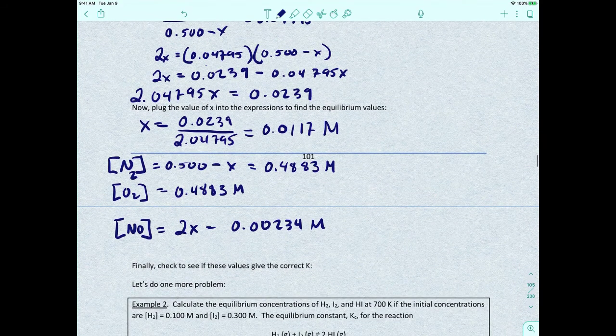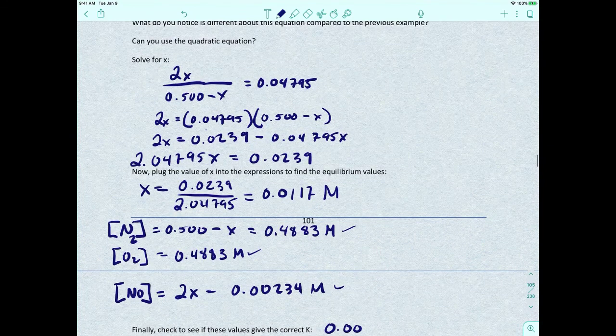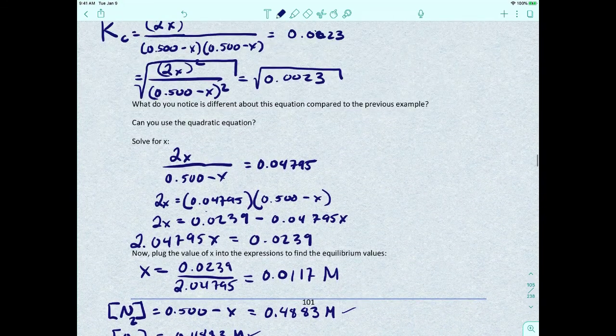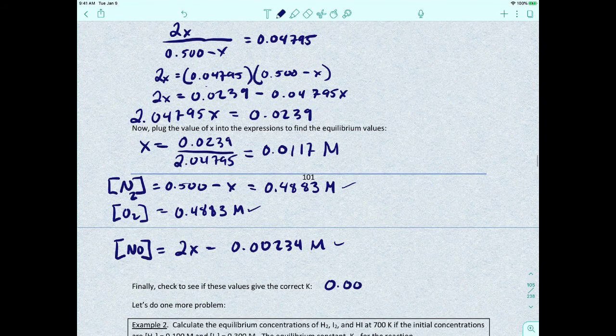And so if we wanted to verify that everything works right, we would put these values that we just calculated into the Kc expression and see, hopefully, that we get the value for Kc, which was, what was it, 0.0023. Okay, and then, yeah, these would work.